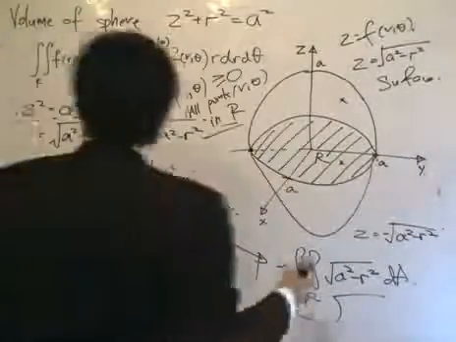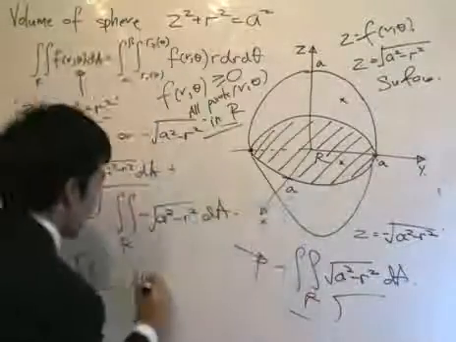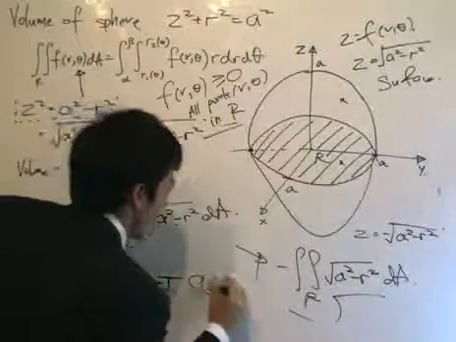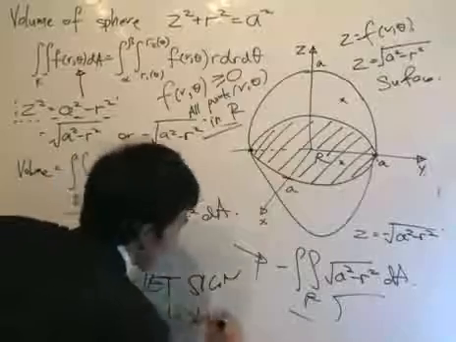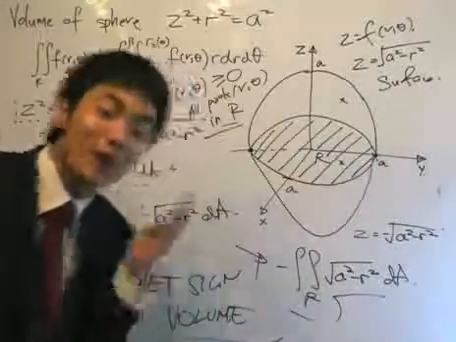Why does it make sense? Well, simply because the double integral gives us the net signed volume, just like the double integral in rectangular coordinates. What is the net signed volume? It's basically the volume above the xy plane.